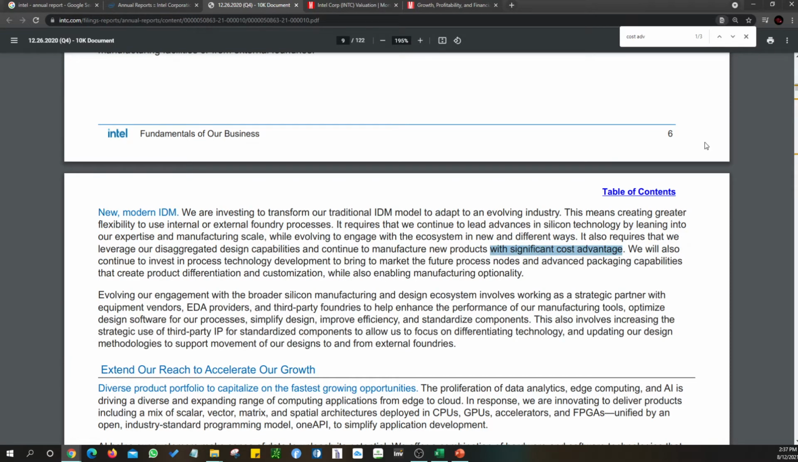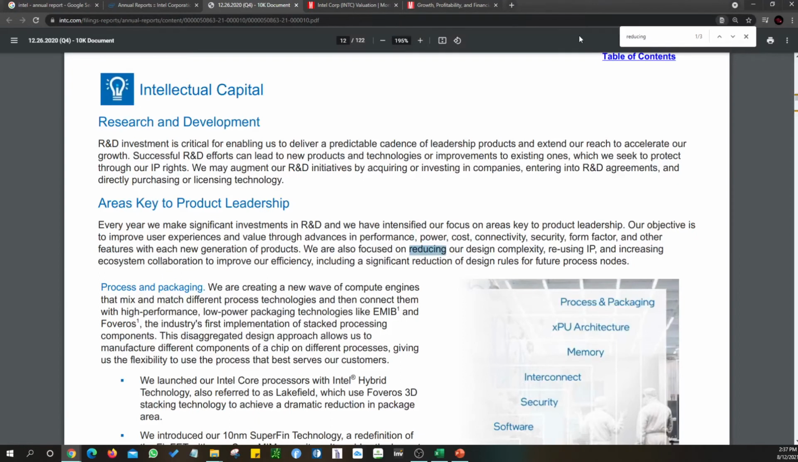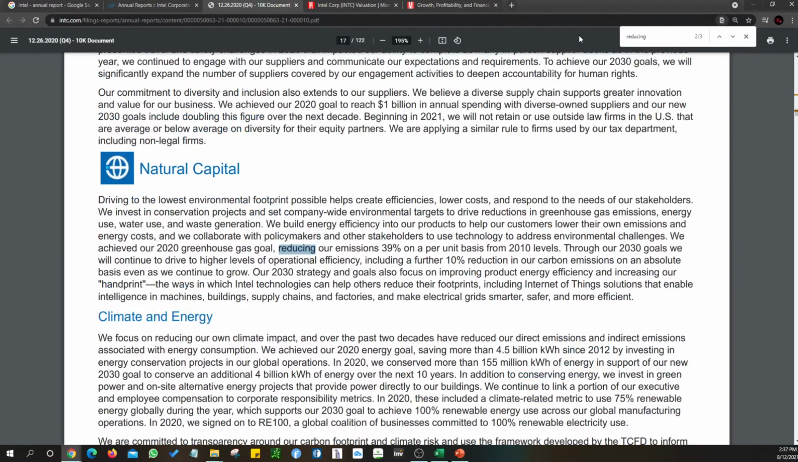So do you want to look even further? We are focused on reducing our design complexity, reducing operation costs. Okay, let's look at what else they reduce. They want to reduce emissions. So indirectly, their disposal or sustenance cost is reduced.